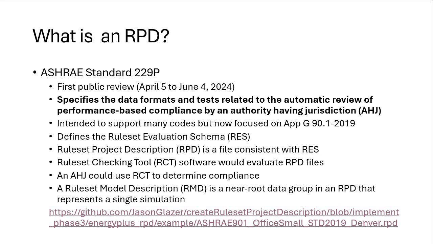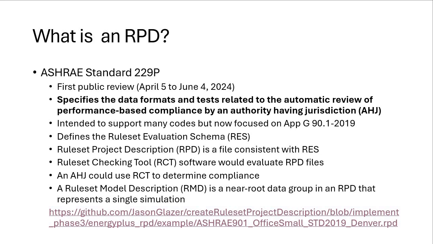if it gets widely adopted, this process should be much easier. Your simulation program will generate one or more RPD rule set project description files automatically that include all the stuff that you would have gone on the forms and more. In fact, the RPD file will contain most of the information needed to confirm that the simulation model for the baseline and proposed are consistent with the rules of a rule set, such as Appendix G or something else.